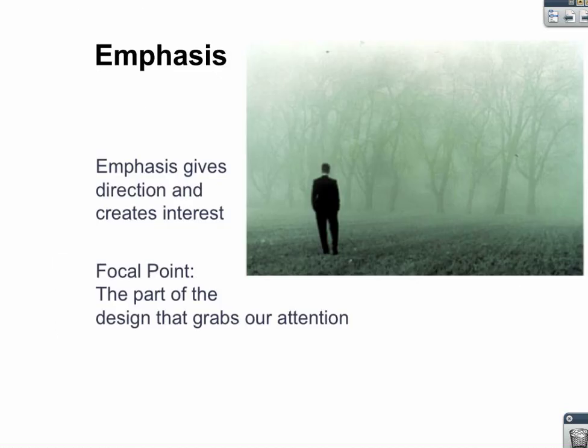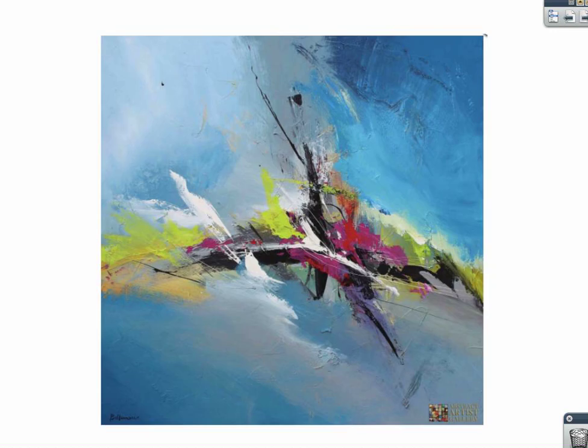The next thing we're thinking about is emphasis. Emphasis gives direction and creates interest. So it also is known as the focal point. So it's the thing that grabs our attention. If that guy was not standing in this foggy forest, it would be a very boring picture. But because he's in a dark suit and our eyes capture that interesting shape and it's different, it creates emphasis. In this fine art painting, which is also abstract, it's the big color splash in the center that gives it interest or focal point. If it didn't have that, it would basically be a blue painting.